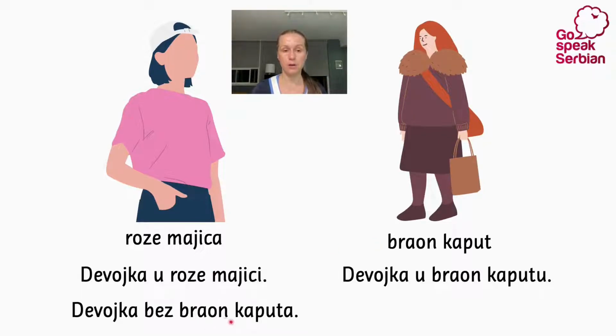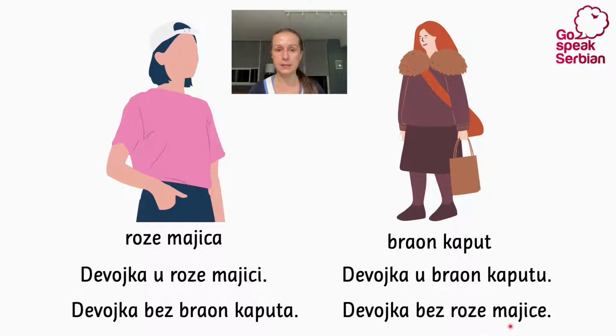Devojka bez brown kaputa. Here, a girl without a brown coat. After the preposition bez, we use genitive, but the adjective did not change. Devojka bez roze majice, a girl without a pink shirt. Again, the noun changed, majice. This is the genitive form of a feminine singular noun, but the adjective stayed just the same as it is in nominative form.